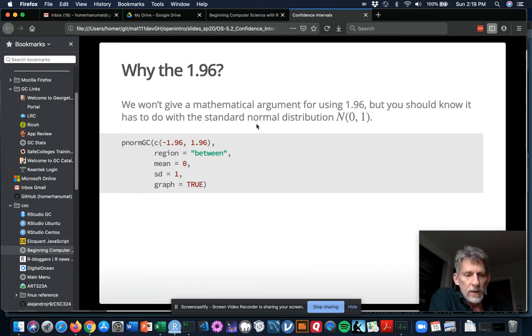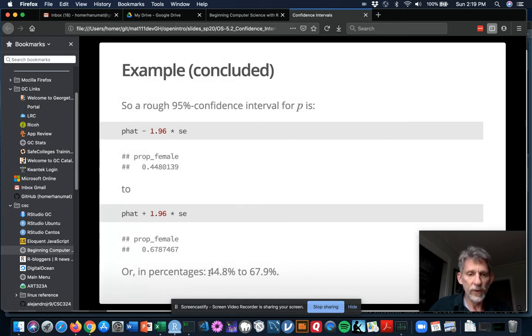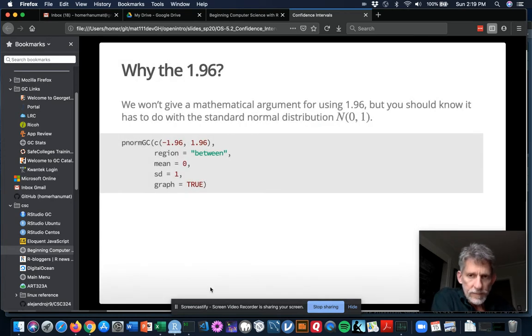So there we are. We think that the plausible range for what the population proportion really could be is somewhere between 44.8% and 67.9%. But it still remains to be seen where the 1.96 comes from and why we are 95% confident.